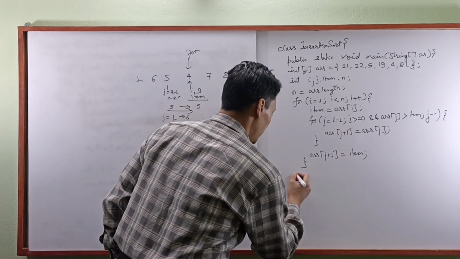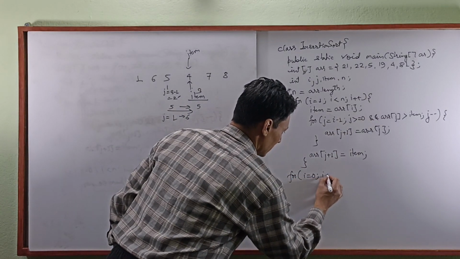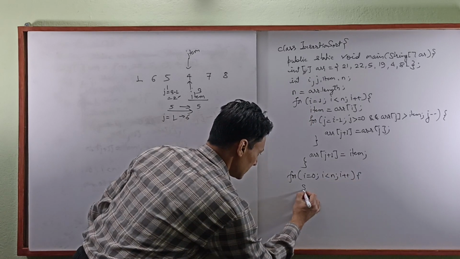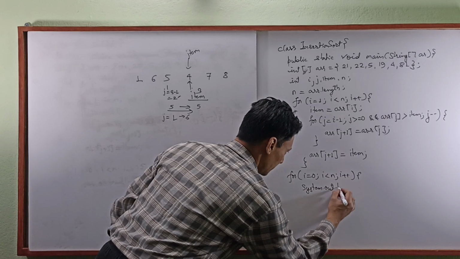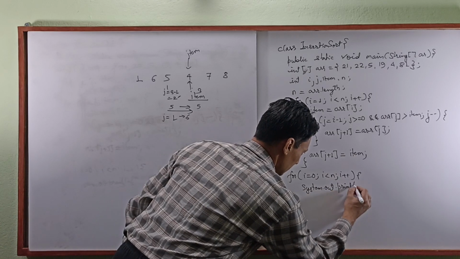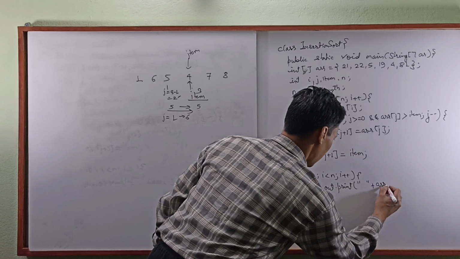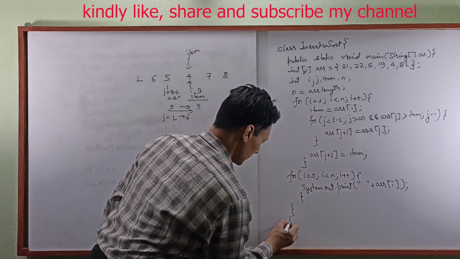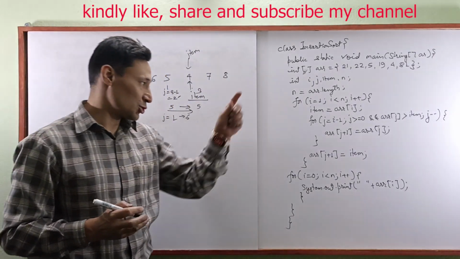Now we'll be displaying the elements: for i equal to 0, i less than n, i plus plus, System.out.print arr[i]. Now we will get the sorted array. So in this way, using this insertion sort concept, we can sort the array.